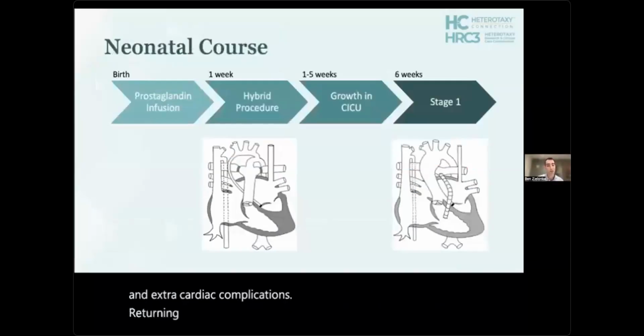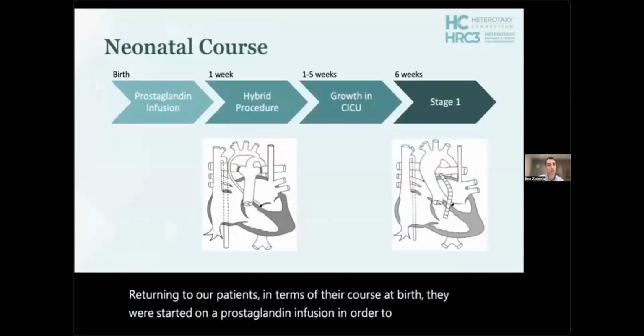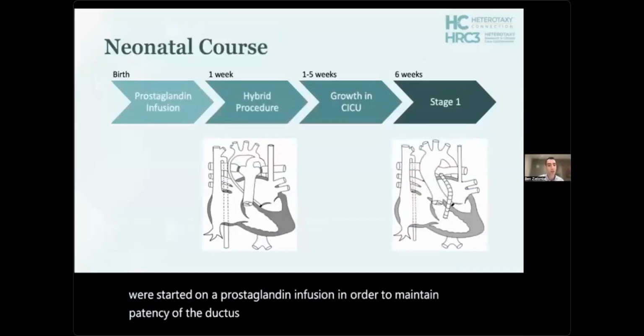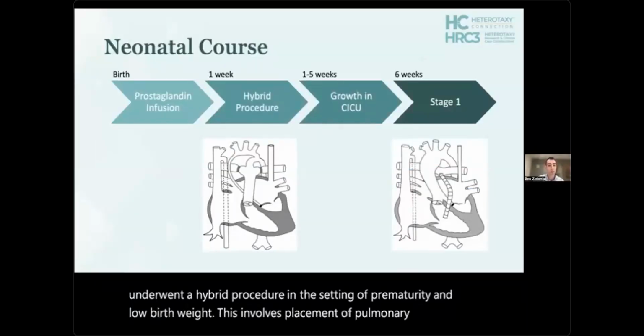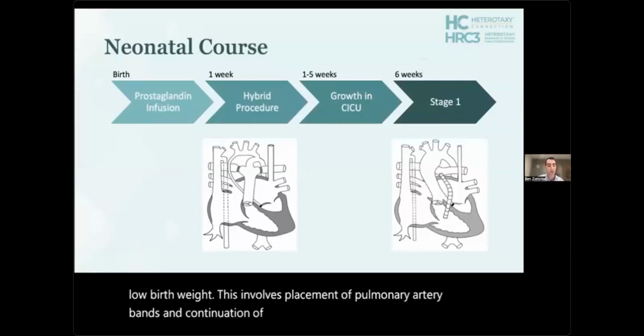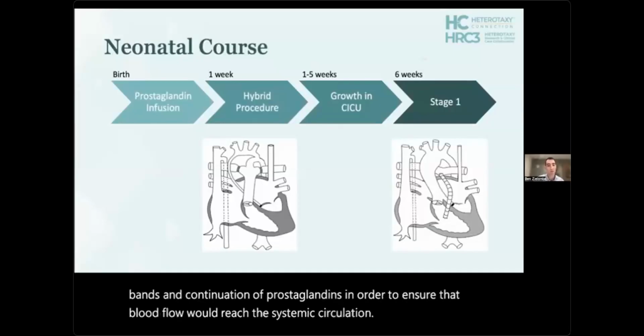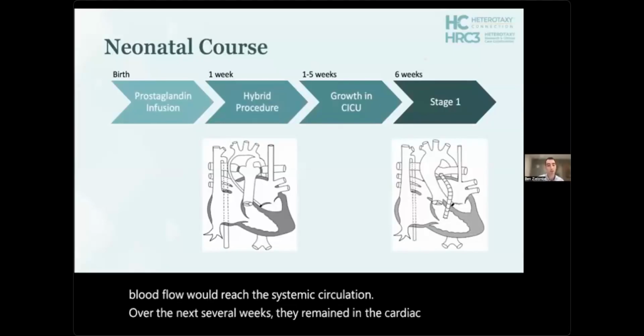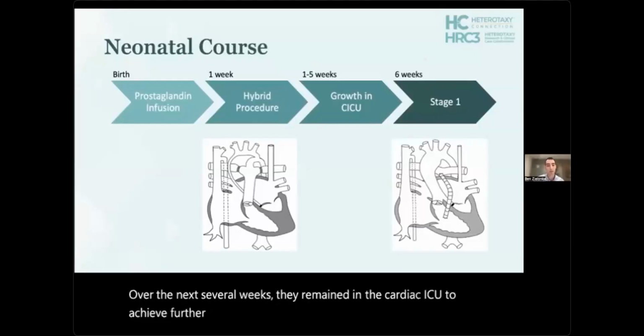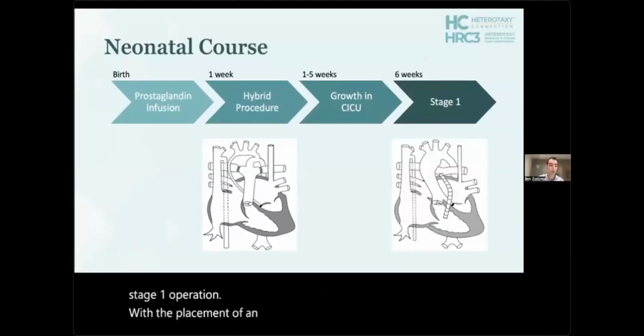Returning to our patient's course, at birth, they were started on a prostaglandin infusion in order to maintain patency of the ductus arteriosus. At 1 week of age, they underwent a hybrid procedure in the setting of prematurity and low birth weight. This involved placement of pulmonary artery bands and continuation of prostaglandins in order to ensure that blood flow would reach the systemic circulation. Over the next several weeks, they remained in the cardiac ICU to achieve further growth. And at 6 weeks of age, they underwent a stage 1 operation with placement of an RV to PA conduit, also called a Sano.